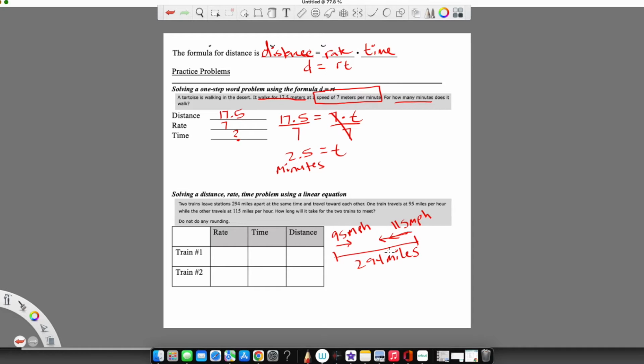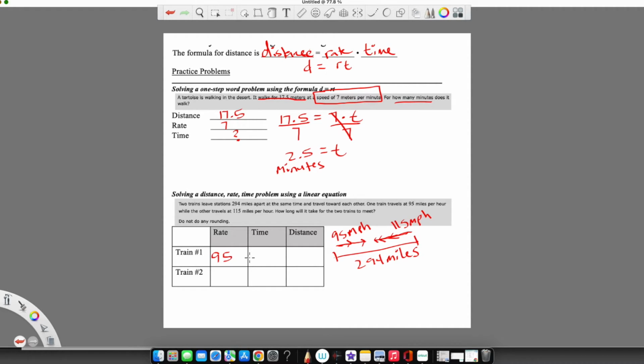So hopefully we understand this one's going faster, so it's going to travel a little farther. It's not a whole lot faster, but it's still 20 miles per hour faster than this one. So for every hour that they're traveling, this one goes 20 more miles than this one does. So this one's going to get a little farther down the line when they finally meet. They're not going to meet right in the middle. So let's go ahead and fill in our table here.